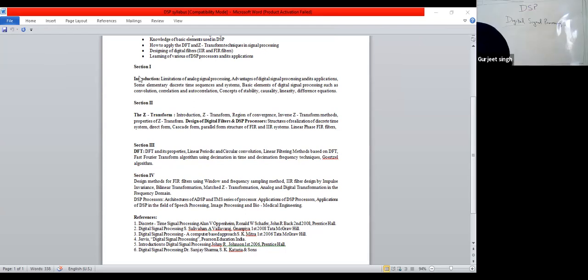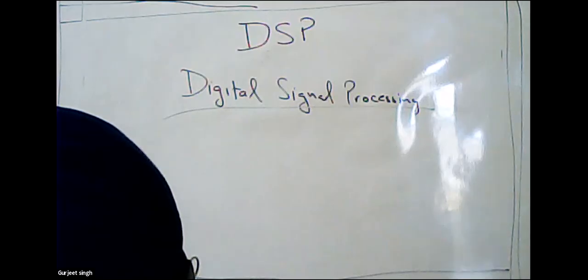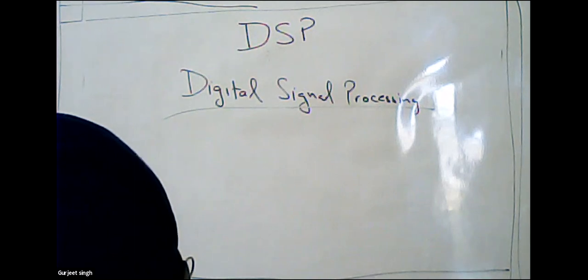Okay, so today we will discuss section first, that is the introduction part. We will discuss the types of signals, and then the types of systems. We have studied this part in signal and system also, but today I will give you a broader view about the types of signals and types of systems. Okay, so we will start.